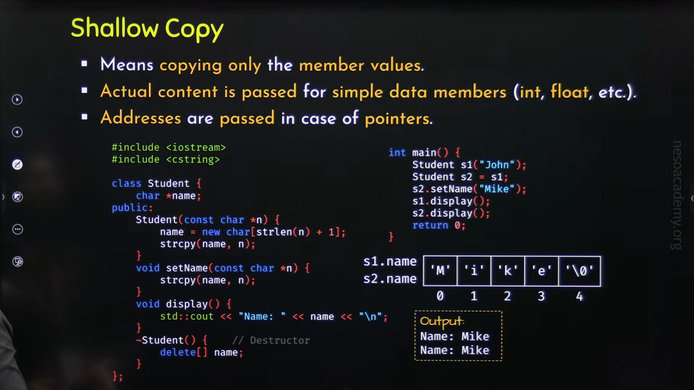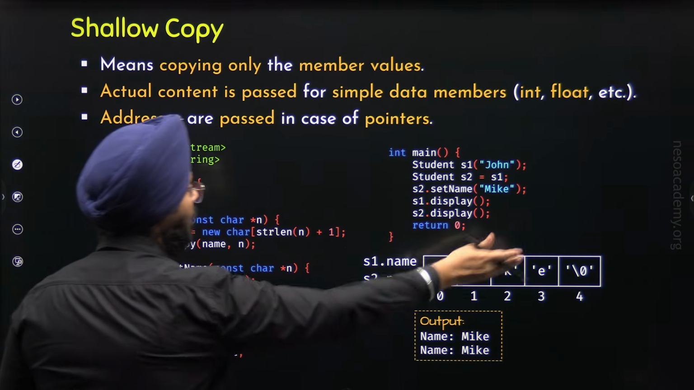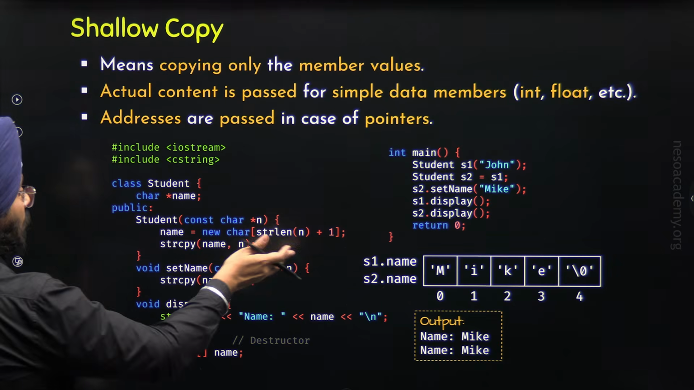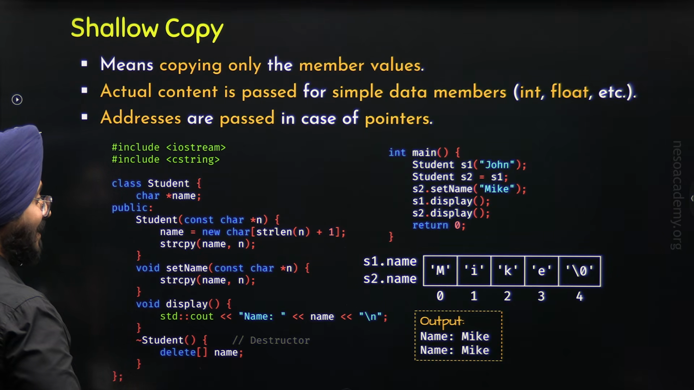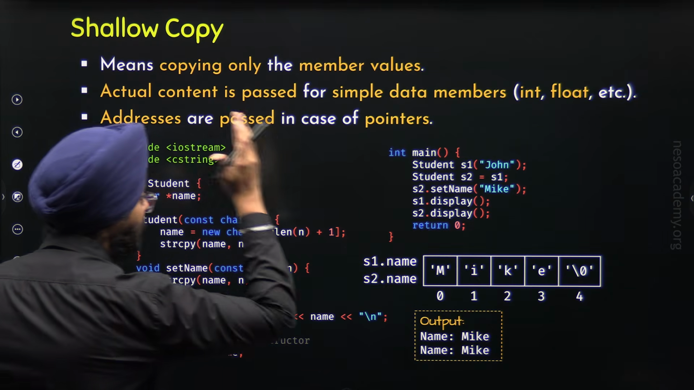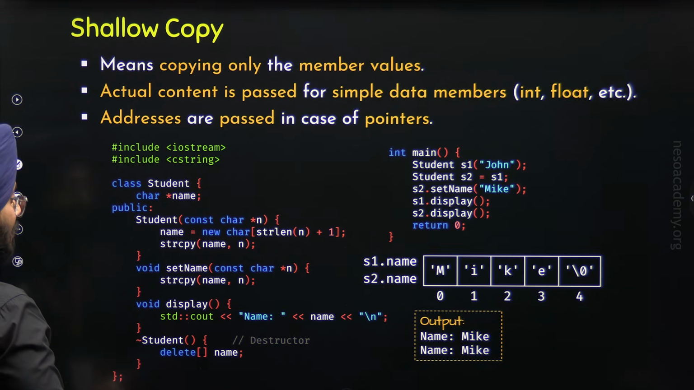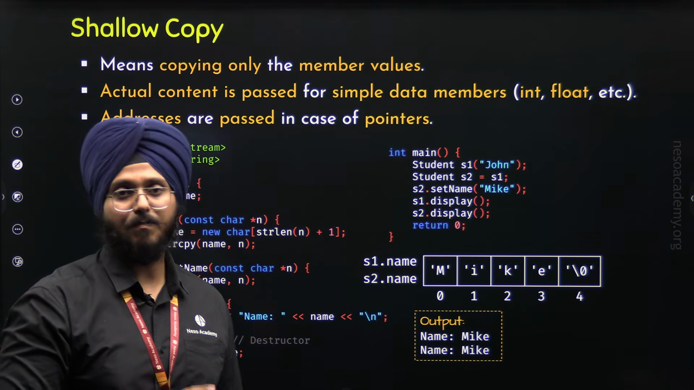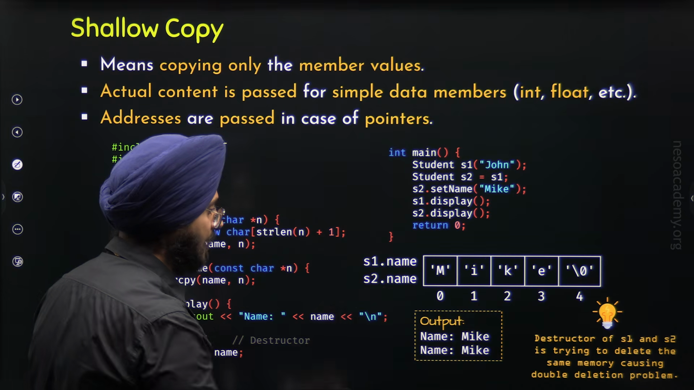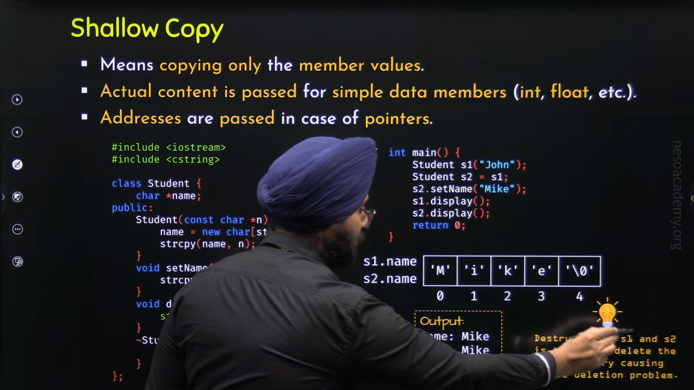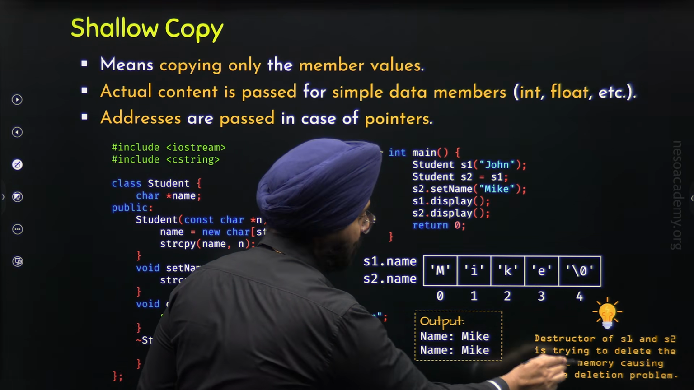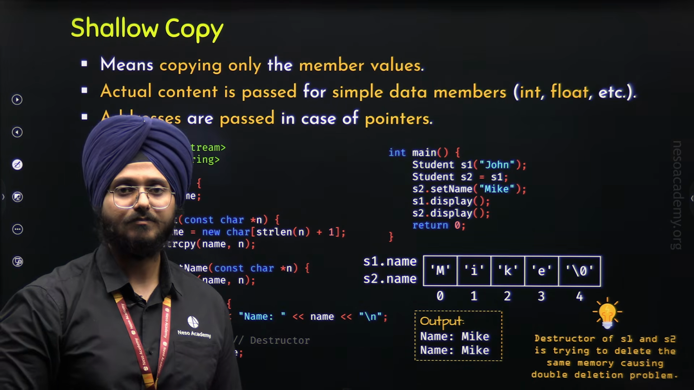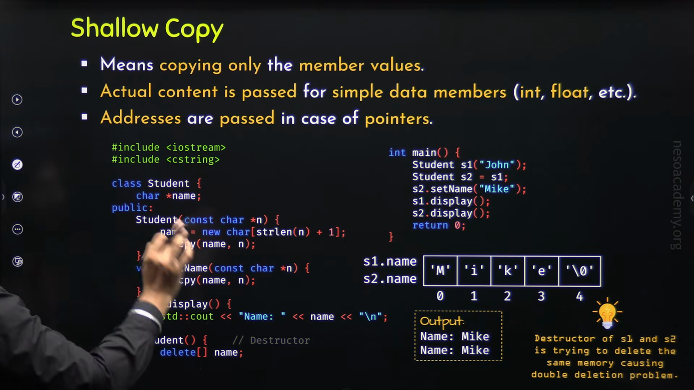Destructor is already called on S2. Memory is deallocated for the array. Now the destructor is called again on S1 and the memory is already deallocated. Here we are double deleting the same memory and this is a problem in C++. Here I have written the summary. Destructor of S1 and S2 is trying to delete the same memory, causing the double deletion problem. We must avoid this problem at all costs.